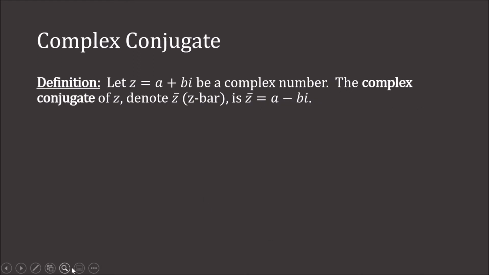So let z equal a plus bi be a complex number. The complex conjugate of z, which is denoted here, which is read z bar, is defined as a minus bi. So for the complex conjugate of a complex number, you just flip the sign that's attached to the imaginary part.